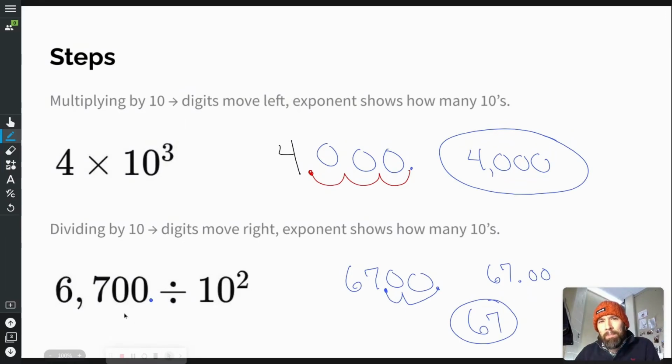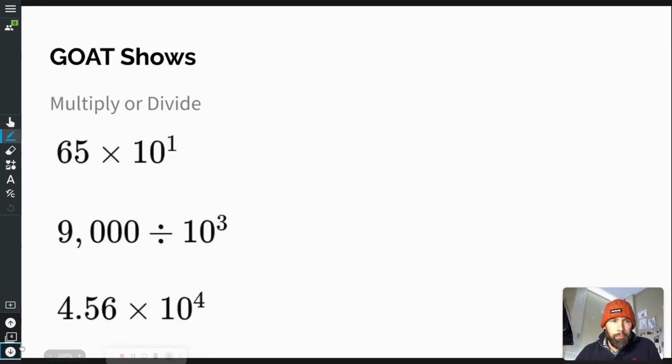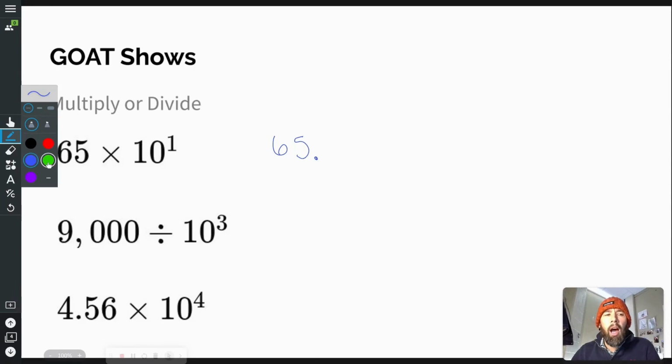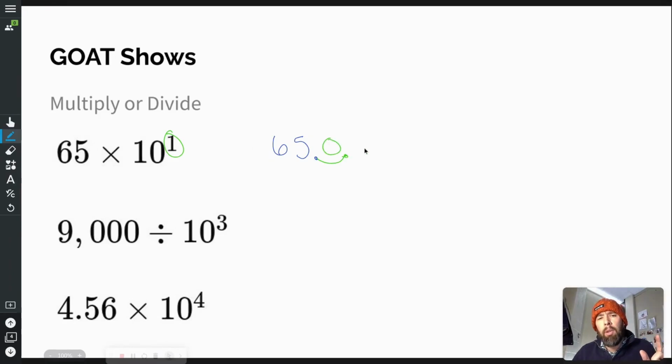All right, now let's do a bunch, and we're going to introduce decimals like I promised we would. So 65 times 10 to the first. My decimal should go there. Times 10 to the first makes my number bigger, so move to the right 1 space. Fill in that space with the 0. Now I have 650 with the dot after it, which is just 650.